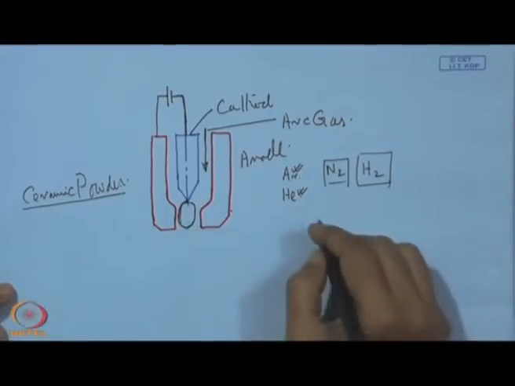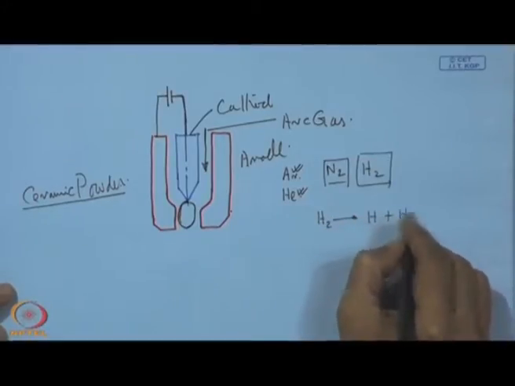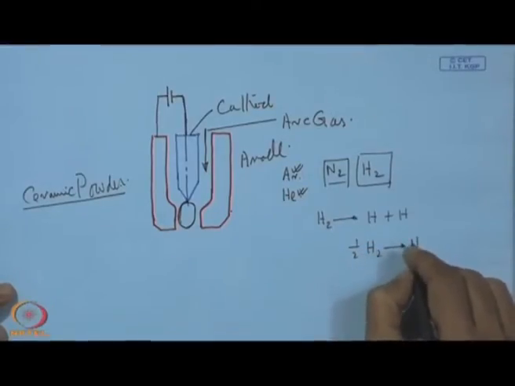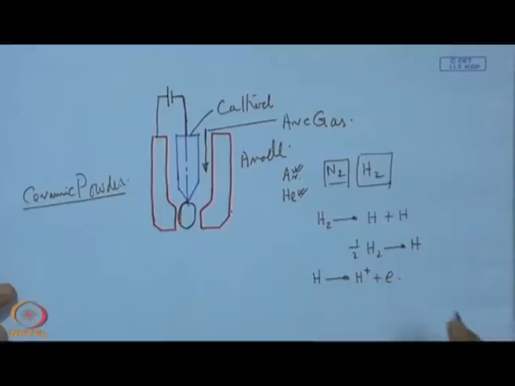So, what is going to happen? Then this H2 will become H plus and neutral. So, it may be half H2 to H, and then this H will actually be H plus with the release of an electron. So, this is going to happen here, but once that leaves this discharge zone, this plasma volume, then it will be reversed.